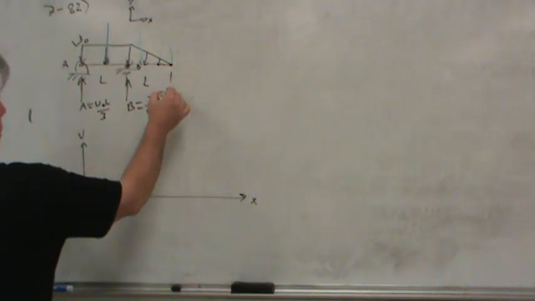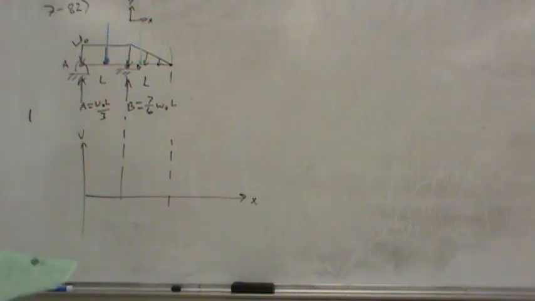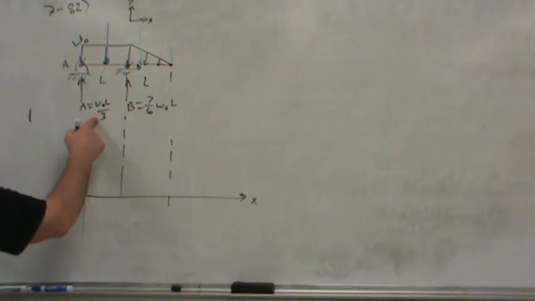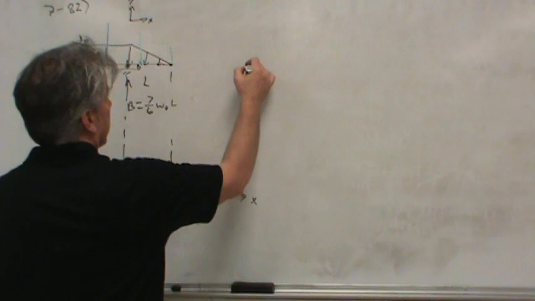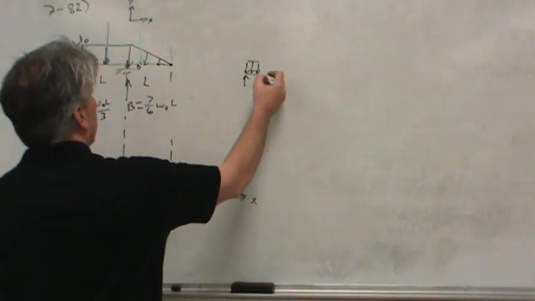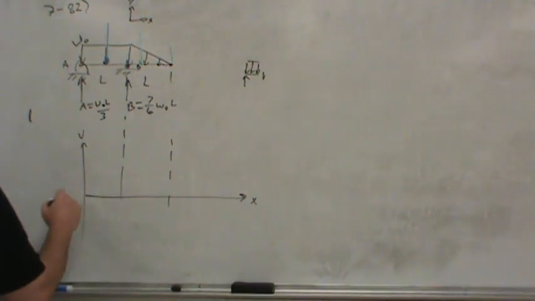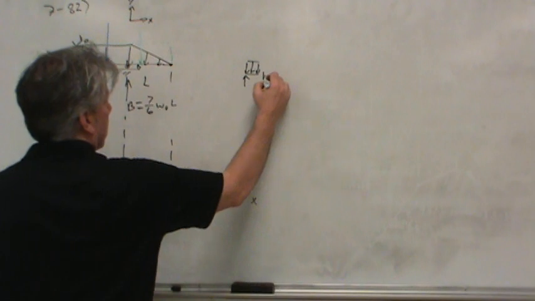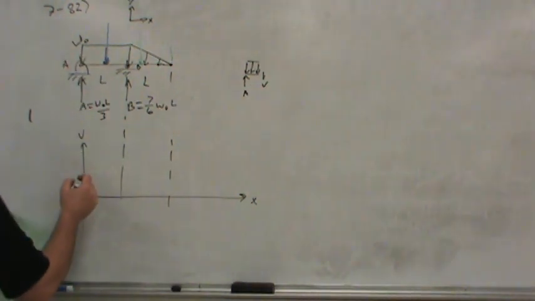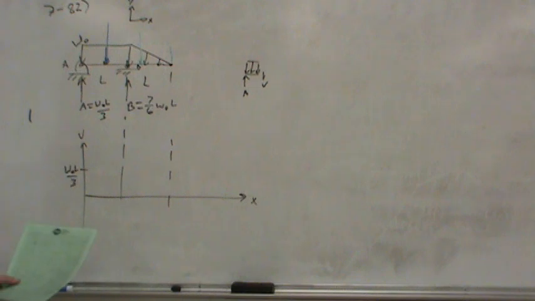But I will try to align it with the beam that's above. Where do we begin? Well, the shear, if you think about a little beam segment where there's hardly any distributed load because we just don't have much length, the shear, notice, would be equal to A. So that means we need to begin about here at W naught L over 3.